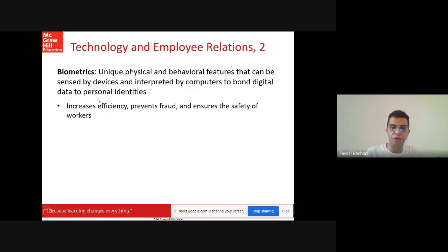There is also biometrics: unique physical and behavioral features that can be sensed by a device and interpreted by a computer to bond the digital data and personalize it. Like, they take your photo and connect it to the person, or you can use a finger or an eye, or you can enter a number and a finger. These are biometric tools. It increases efficiency. It also prevents fraud and ensures the safety of the workers.